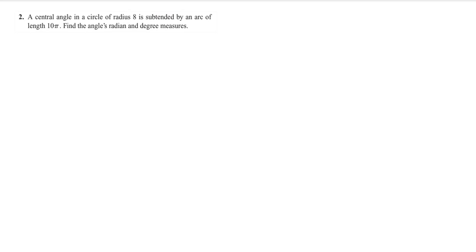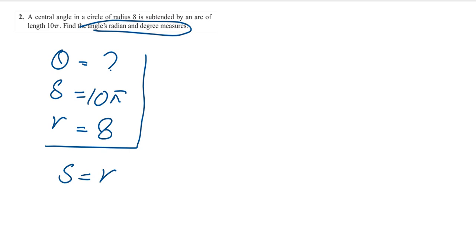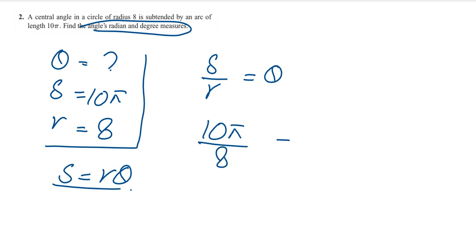Let's see another example over here. Its central angle in a circle of radius 8 is subtended by an arc of length 10 pi. Find the angle's radian and degree measures. Okay, we need to find the angle. We do have the arc length that is 10 pi and the radius that is 8. Again, we will use the same formula over here, we just need to replace some of the terms. 10 pi over 8 is equal to that.